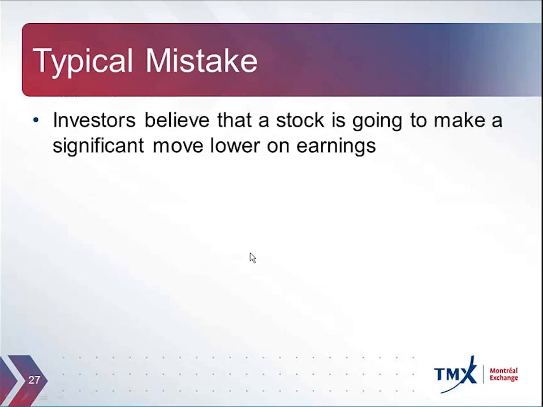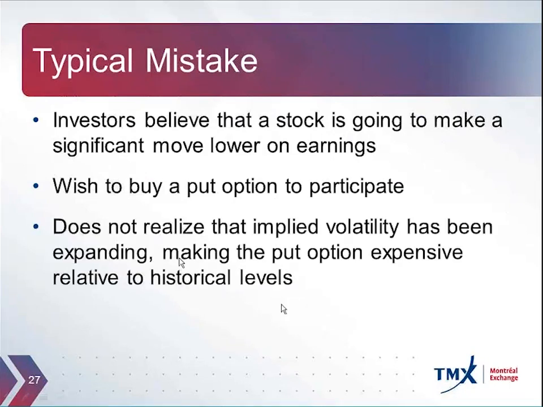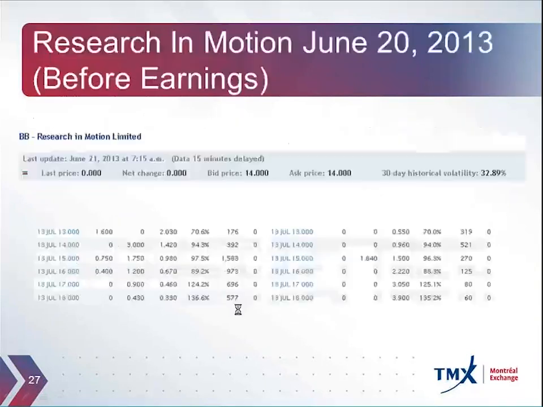Now, here's a typical mistake. Again, I'm going to go back to that RIM example, where investors believe that a stock is going to make a significant move, let's say lower on earnings, and they wish to buy a put option to profit, but do not realize that the implied volatility has been expanding, making the option expensive relative to its historic levels. So when we take a look at Research in Motion now, actually, it's not RIM, sorry, it's BB in this case, BlackBerry, it dropped substantially on those numbers.